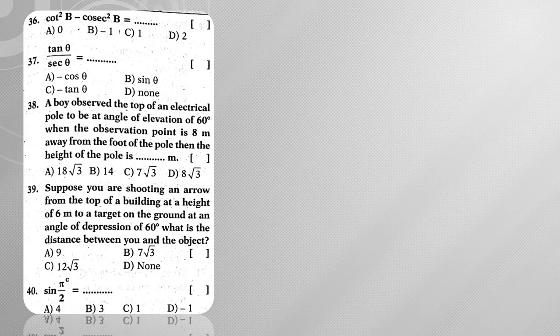Next, cot square theta minus cosecant square theta. Already we have the identity, cosecant square theta minus cot square theta is equal to 1, and this is the reverse of that, hence it is minus 1. Next, tan theta by secant theta. How can you write tan theta? tan theta can be written as sin theta by cos theta, and secant theta can be written as 1 by cos theta. So the cos theta gets cancelled. The answer is sin theta.